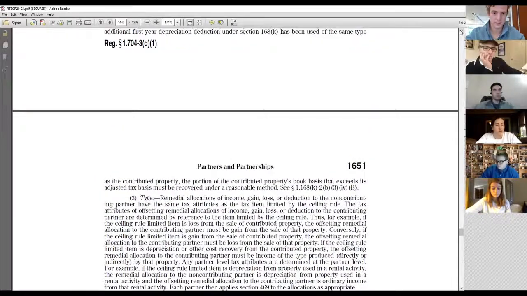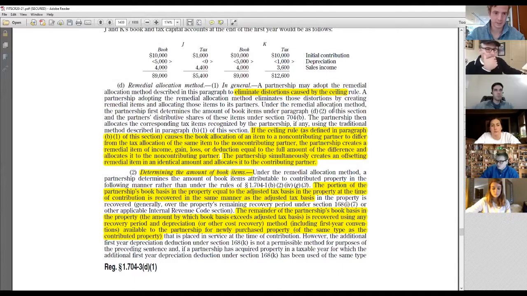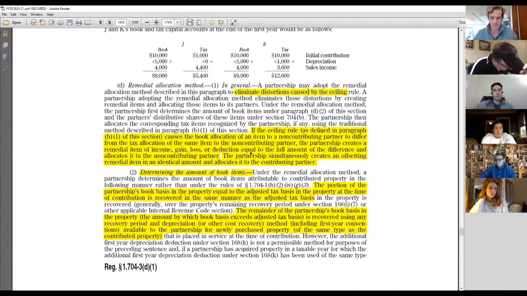So again, just with remedial, here's the rule. If the ceiling rule causes the book allocation of an item to a non-contributing partner to differ from the tax allocation of the same item, the partnership creates a remedial item of income, gain, loss, or deduction equal to the full amount of the difference and allocates it to the non-contributing partner, and then simultaneously creates an offsetting remedial item, identical amount, allocates it to the contributing partner.